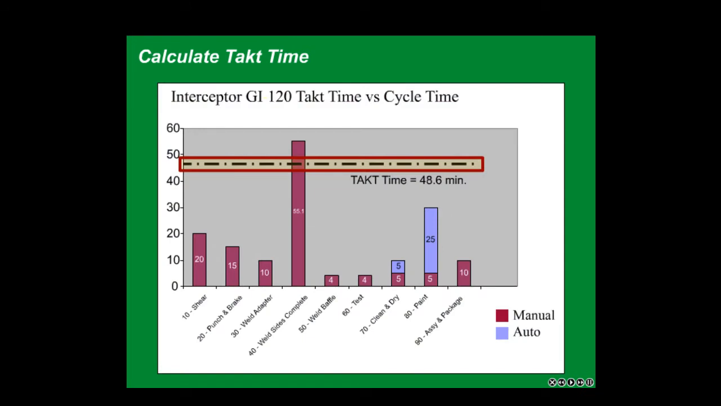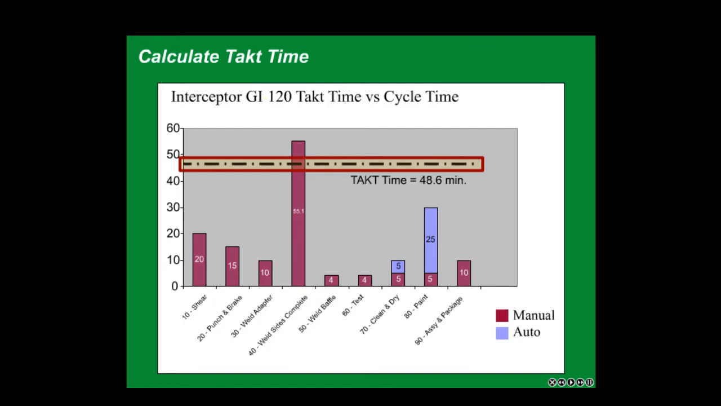Draw a horizontal line across the cycle time chart at the takt time value of 48.6 minutes, and label it. The resulting graph is the takt time cycle time chart, and gives you a visual representation of each of your operations compared to takt time. Take note of which operations are above and below the takt time. Operations below the takt time are easily completed without constraining the cell. However, those above the takt time represent constraints to meeting customer demand and need to be addressed.